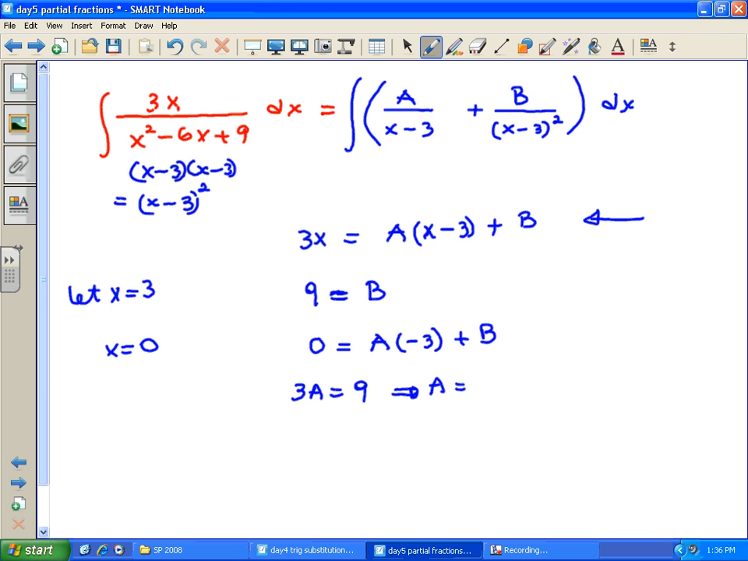I'm substituting x equals 0 into this equation, right? So I got my left-hand side to be 0. And on the right-hand side, I'm plugging 0 for x, so I got negative 3A, and plus B was already there. Since B is 9, 3A is equal to 9, so A is equal to 3.